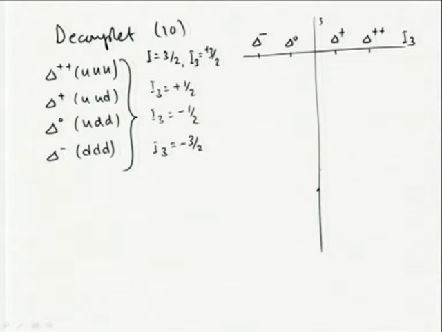Then the rest of the members of the decouplet will form an inverted pyramid. When we consider the next isospin group, that consists of another particle with quark combination UUS, and sigma 0 with UDS and sigma minus with DDS.